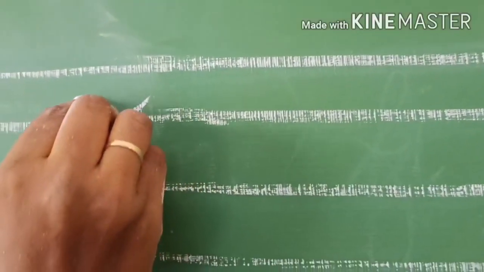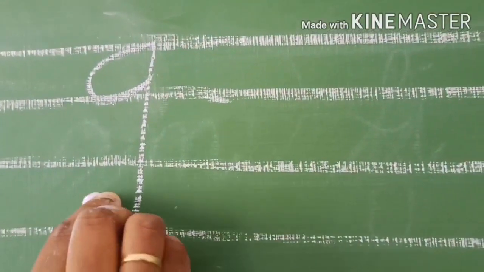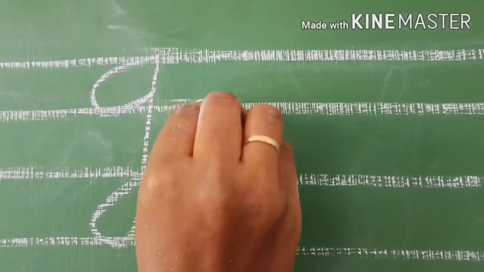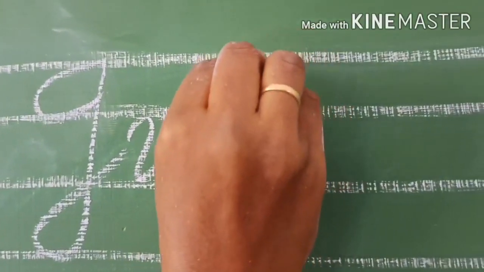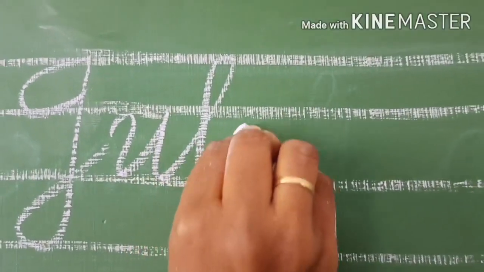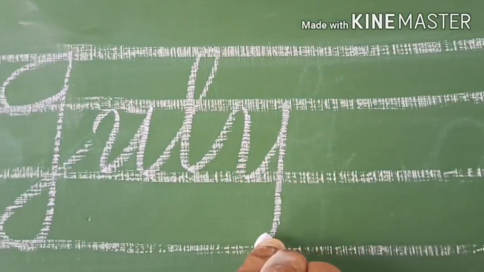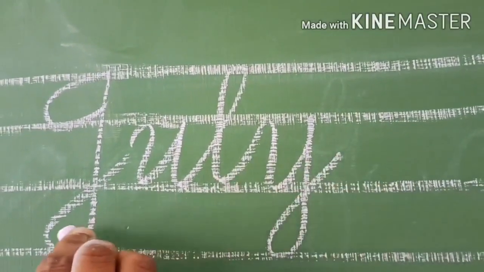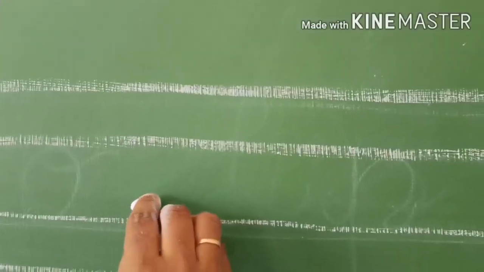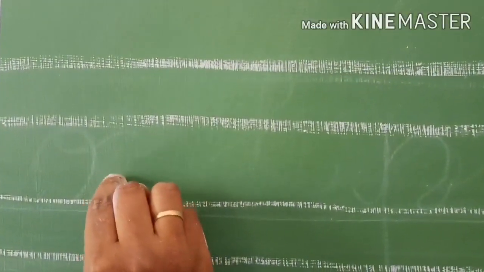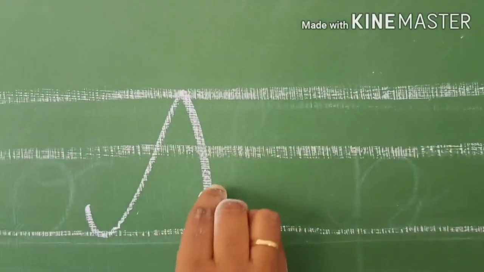July, you should write capital J, you have to touch the 4 lines. U, you have to touch the middle line and base line. L, you should touch the top line, middle line and base line. Y, you should touch the middle line, base line and bottom line. So July. August, capital A, you should write the top line, middle line and base line.